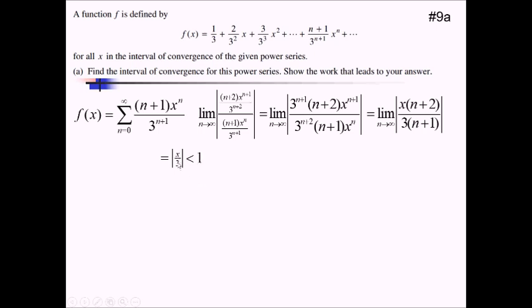So solving for x here, just multiply by 3. We have absolute value of x less than 3. And I can rewrite that without the absolute value as negative 3 less than x less than 3, which is great as far as it goes. Unfortunately, because I used the ratio test to come up with this, we don't know about the endpoints. The endpoints may or may not actually be in the interval of convergence, so we have to test them individually.